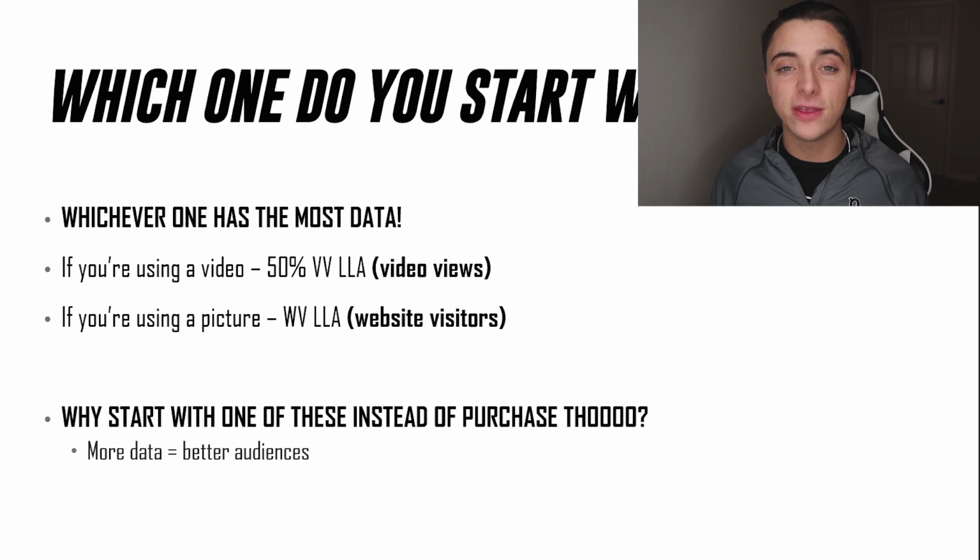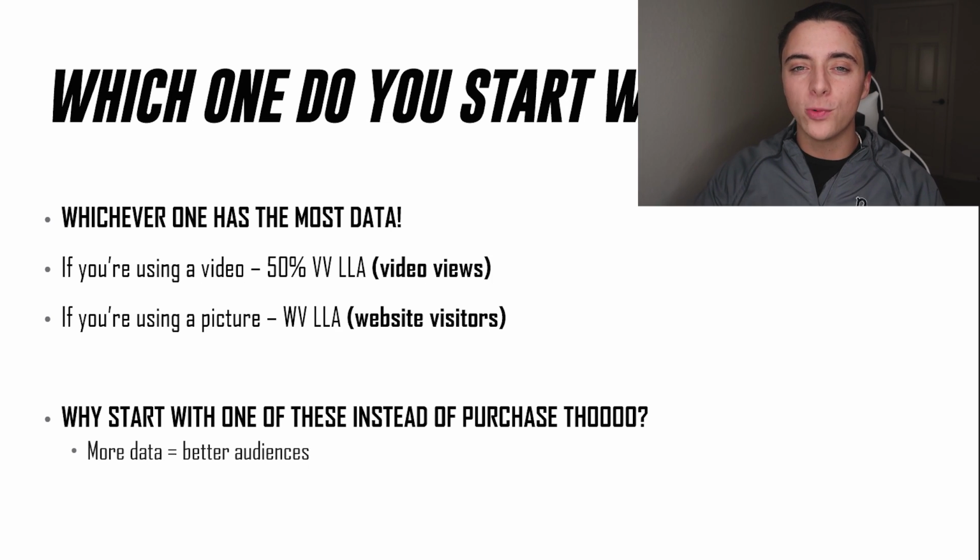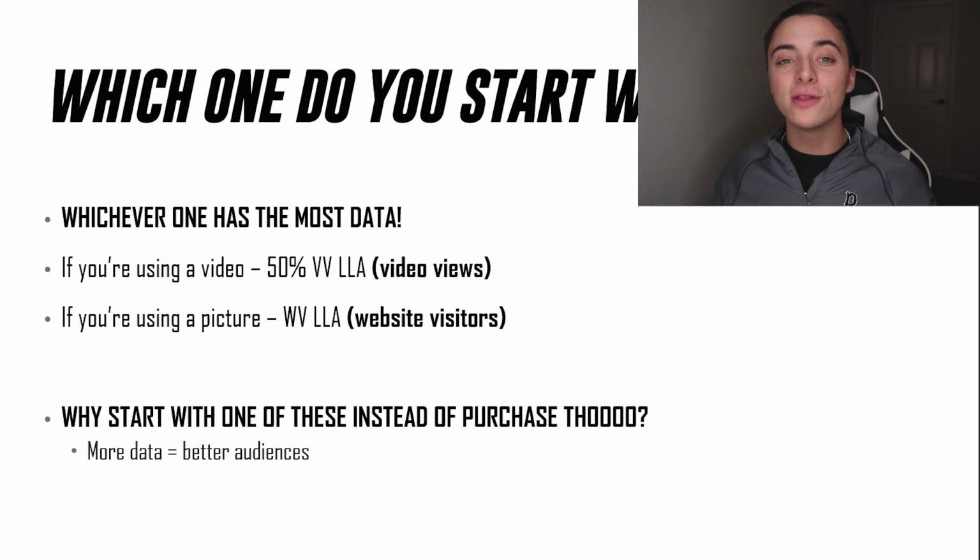I always start with 50% video view because you're going to have so much more data from that. Like I say, the more data you have, the better the audience will be. So it would be much smarter to start with a video view lookalike when you have 100,000 video views, rather than starting with a purchase lookalike when you only have 100 purchases. So moral of the story, if you have a video that you're using for your ad, you always want to start with the video view lookalike. And if you have a picture that you're running, then you want to start with the website visitors lookalike.